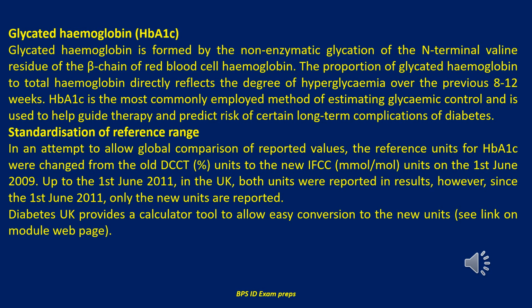Regarding standardization of reference range in an attempt to allow global comparison of reported values, the reference units for HbA1c were changed from the old DCCT % units to the new IFCC, that is millimoles per mole, units on 1 June 2009. Up to 1 June 2011, in the UK, both units were reported in results. However, since 1 June 2011, only the new units are reported. Diabetes UK provides a calculator tool to allow easy conversion to the new units. See link on module web page.